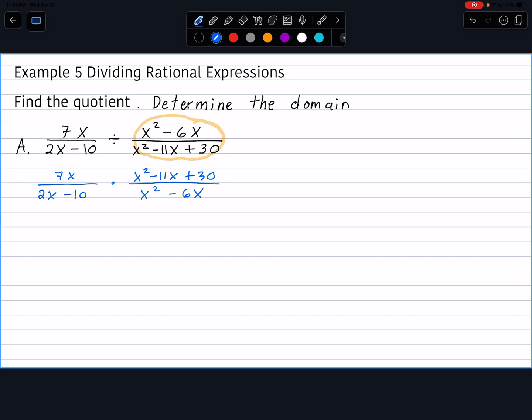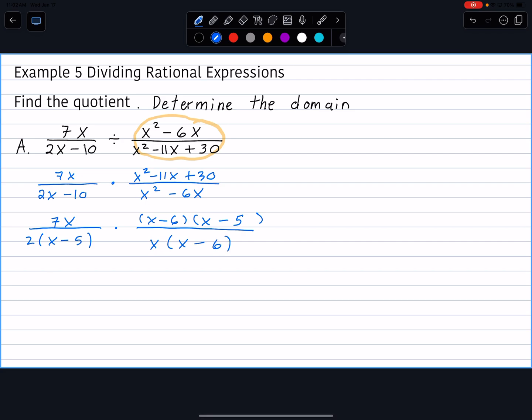Next, we're back to what we did the other day. We are going to factor our expressions completely. So let's see, for first fraction, 7x is good. I'm going to pull out a 2 out of both of the terms in the denominator. And then for the second fraction, let's see what we get. Looks like we're going to get x minus 6, x minus 5. And then for the bottom, we can pull out an x.